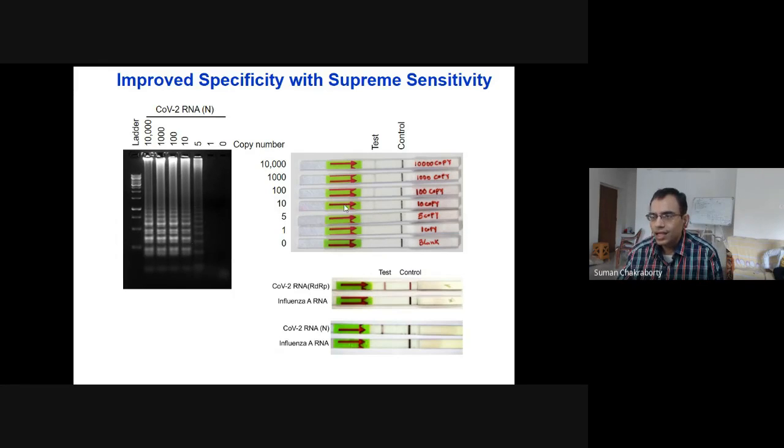So we can see that even with 10 copies of the virus, it is possible to detect using this technology, and we can very clearly distinguish between influenza A and COVID-19 infection, in a way that in a sample where there is influenza negative but COVID positive, it is possible to detect it specifically.